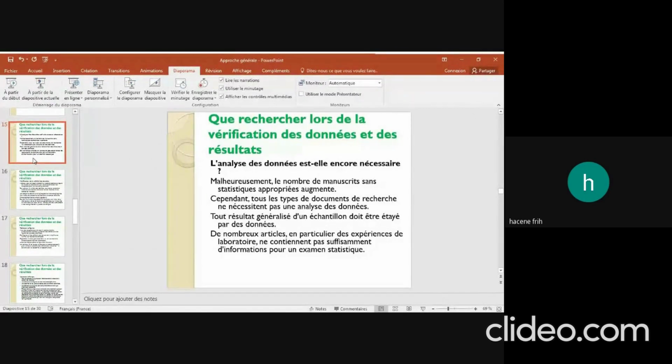Is data analysis still necessary? Unfortunately, the number of manuscripts without proper statistics is increasing. However, not all types of research papers require data analysis. Any generalized result from a sample must be supported by data. Many papers, especially laboratory experiments, do not contain enough information for statistical review.